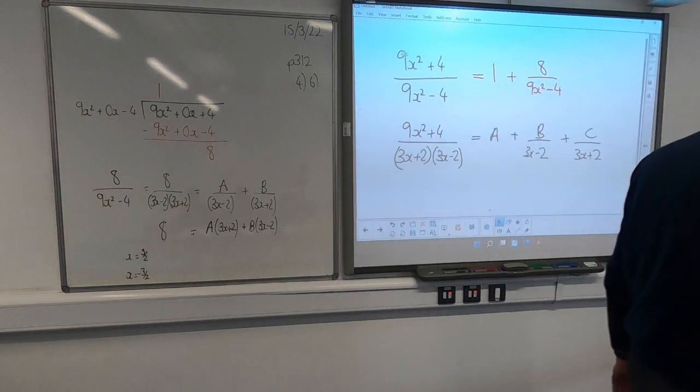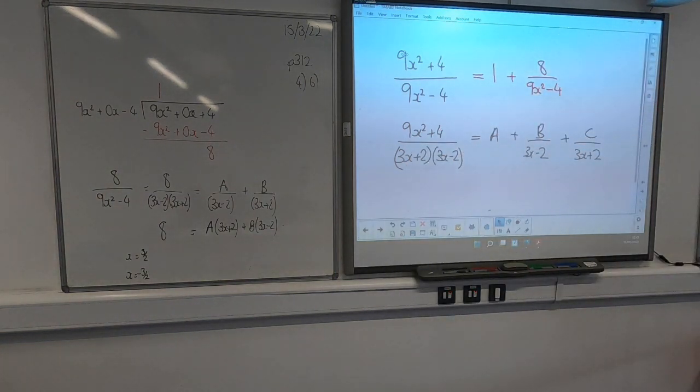Not very nice, but if you use your calculator, so you set 3 over 2 as your x value and just type in 3x plus 2, 3x minus 2, it's a lot easier, or you can do it in your head. Super duper.